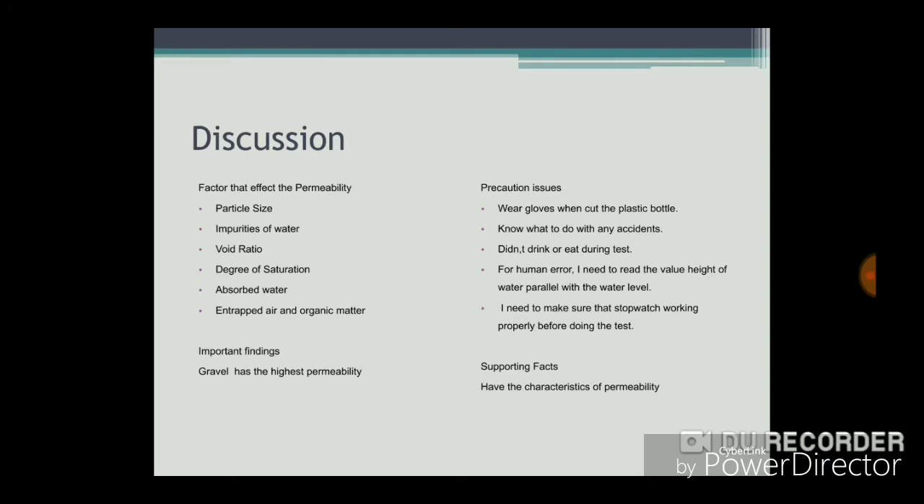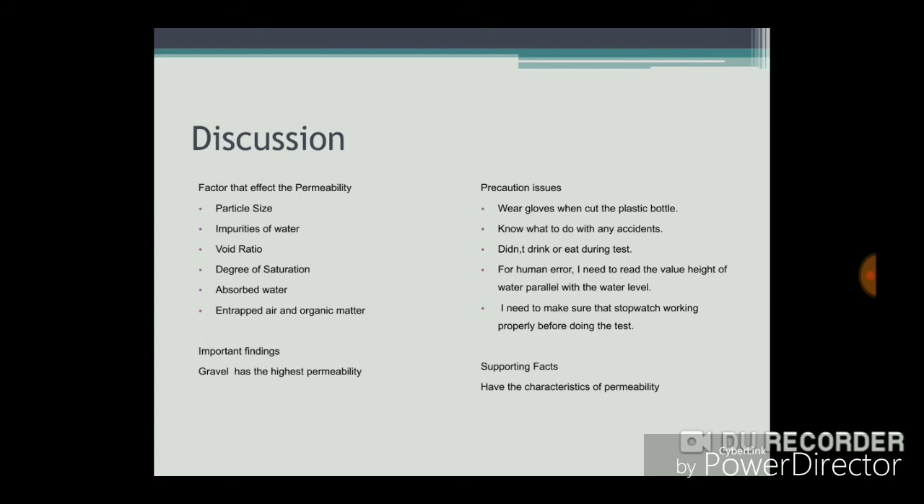Next is degree of saturation. If the soil is not fully saturated, it contains air pockets. The permeability is reduced due to the presence of air, which causes a blockage to the passage of water. Consequently, the permeability of a partially saturated soil is considerably smaller than that of a fully saturated soil. In fact, Darcy's law is not strictly applicable to such soil.